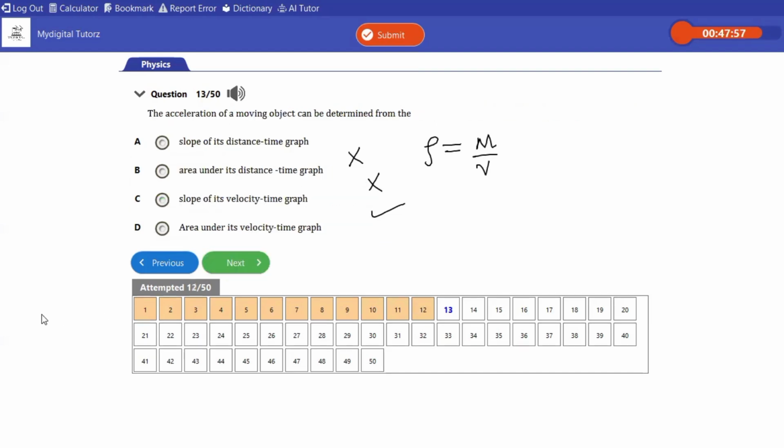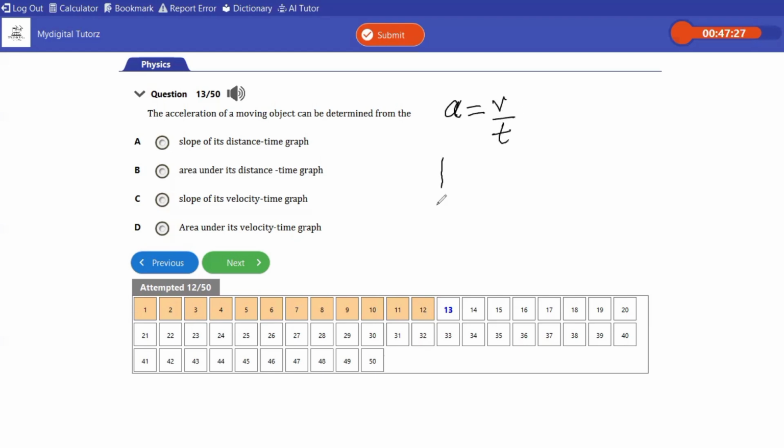So moving on, we have question what? Question 13 says, the acceleration of a moving object can be determined from A, the slope of its distance time graph, B, area under its distance time graph, C, slope of its velocity time graph, D, area under its velocity time graph. Are we together? So remember, what is acceleration? Acceleration a is equal to the velocity all over time.